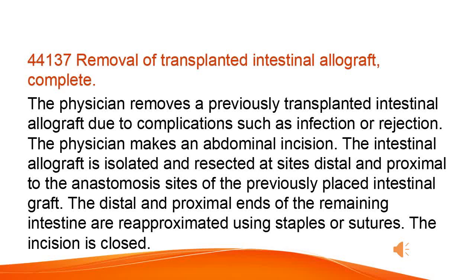The intestinal allograft is isolated and resected at sites distal and proximal to the anastomosis sites of the previously placed intestinal graft. The distal and proximal ends of the remaining intestine are re-approximated using staples or sutures. The incision is closed.